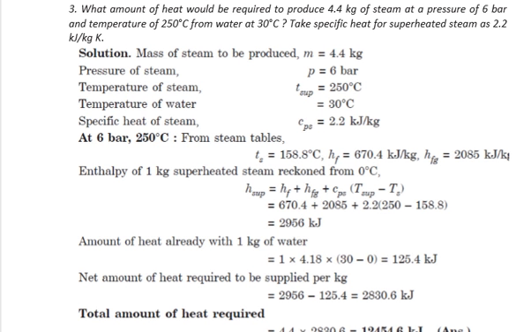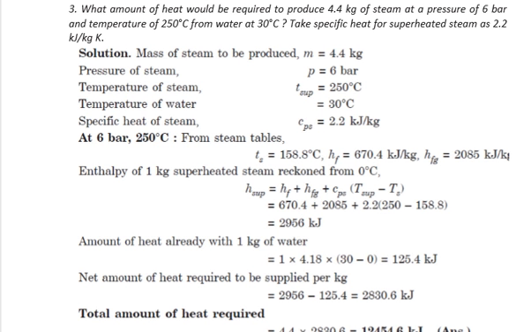Pressure of steam P equal to 6 bar is given in the numerical. Then the temperature of steam is given, the temperature of water is given, and the specific heat of steam is given. First of all, in the numerical, superheated steam we discussed. That means you have to go to the steam table and find out the enthalpy values from the steam table at 6 bar pressure and the 250 degrees Celsius temperature line.